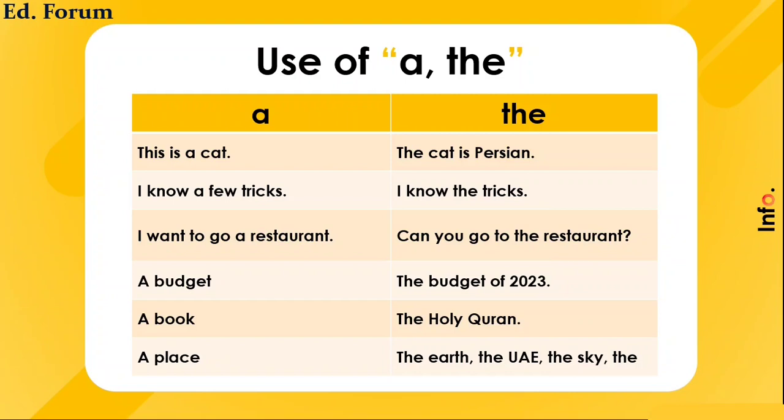Whenever you are using abbreviations, you have to use the before them. The sky. The sky. So for these kinds of things you need to use the. I hope this was clear.